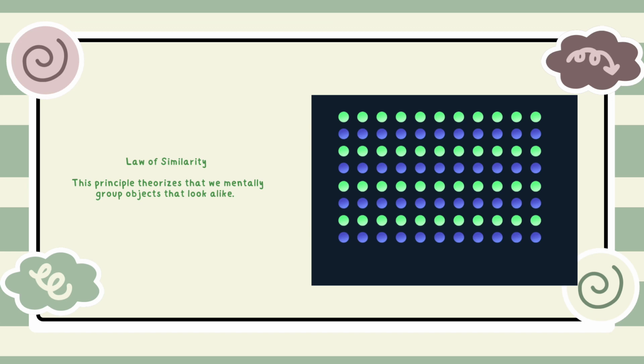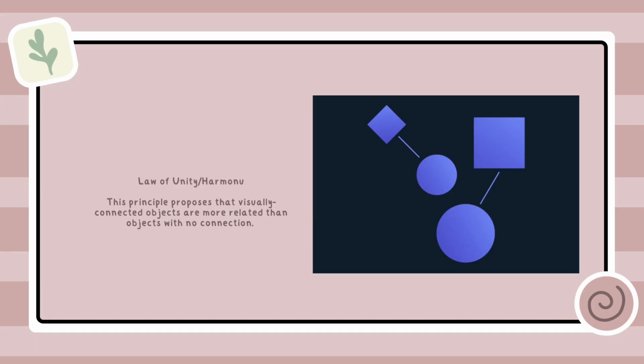The ninth law is the law of similarity. In this law, it theorizes that we mentally group objects that look alike. For example, when we look at this image, we will see alternating rows rather than a block of dots because of two different colors, which are green and purple. If the dots were all different colors, we wouldn't see the image in the same way as we see it now. The last law is the law of unity or harmony.